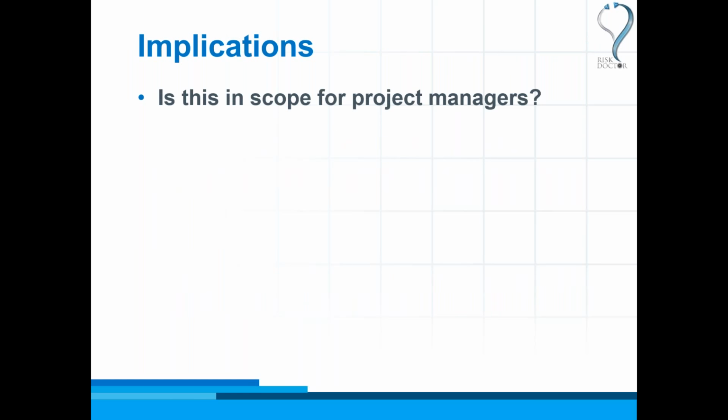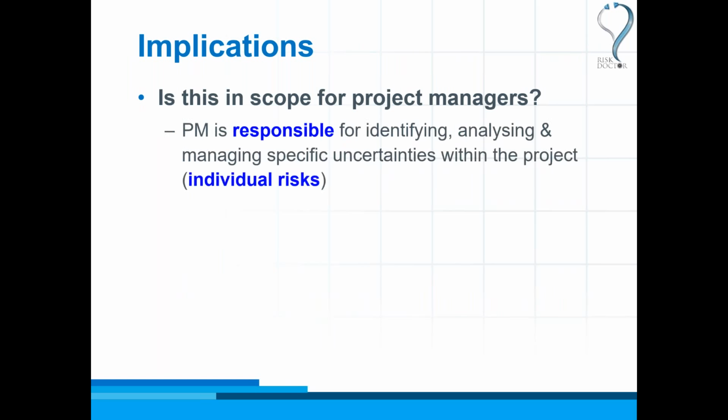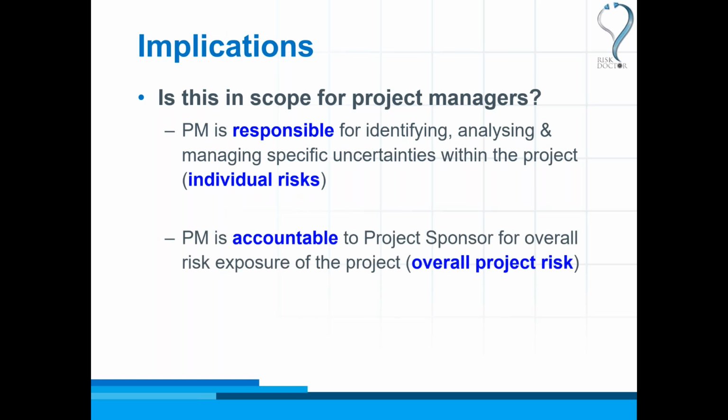What this means is that project managers have two responsibilities. You might ask whether project managers are interested in overall project risk, or whether all we have to worry about is the individual risks. Well, of course, the project manager is responsible for identifying, analyzing, and managing individual risks. Of course we are, we all know that. But what about overall project risk? Is this something for us as project managers to worry about and be concerned about? Well, I think it is, because the project manager is accountable to the project sponsor for how risky the project is, the overall risk exposure of the project.